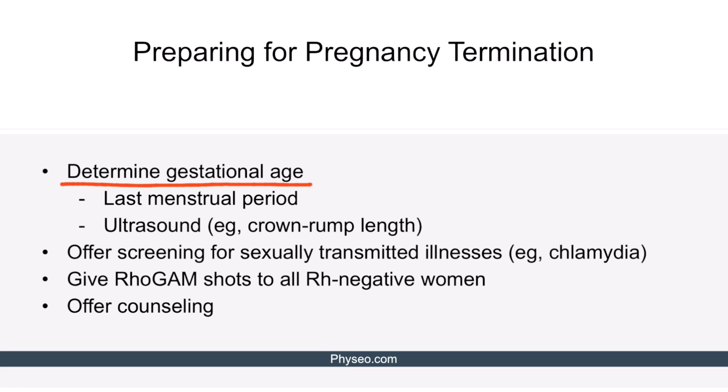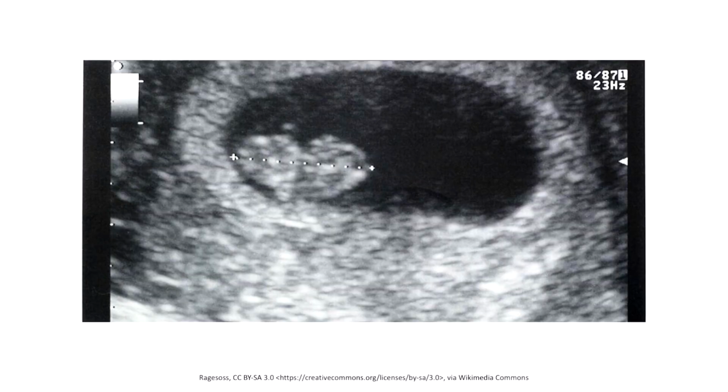Okay, so once you've determined the gestational age, next, when appropriate, clinicians should offer screening for STIs, such as chlamydia, and also give RhoGAM shots to all Rh negative women. And that's to prevent the patient from making antibodies against Rh positive blood, because when performing a pregnancy termination, it's highly likely that the fetal blood will come in contact with maternal blood. And last, clinicians should offer appropriate counseling and ensure that the patient at hand has appropriate social and emotional support through this process.